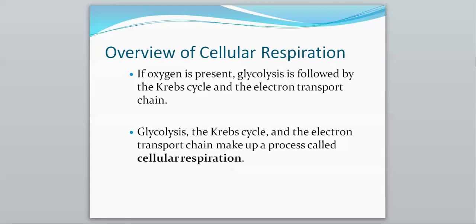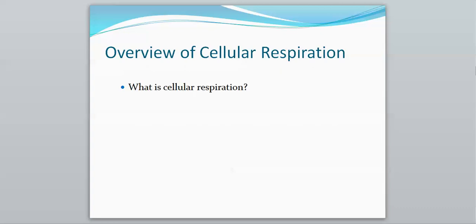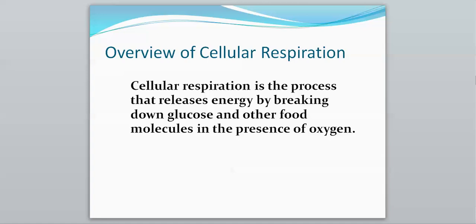Together, when we have glycolysis, the Krebs cycle, and the electron transport chain, we have a process called cellular respiration. I gave you a definition a little bit earlier: it's a process that releases energy by breaking down glucose and other food molecules in the presence of oxygen. That is how humans, as an example of a heterotrophic organism, break down our food to release energy. Remember, plants do it by photosynthesis, we do it by cellular respiration.